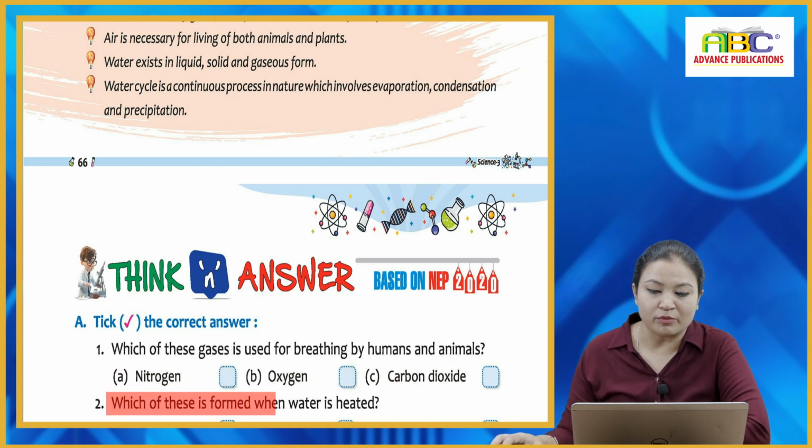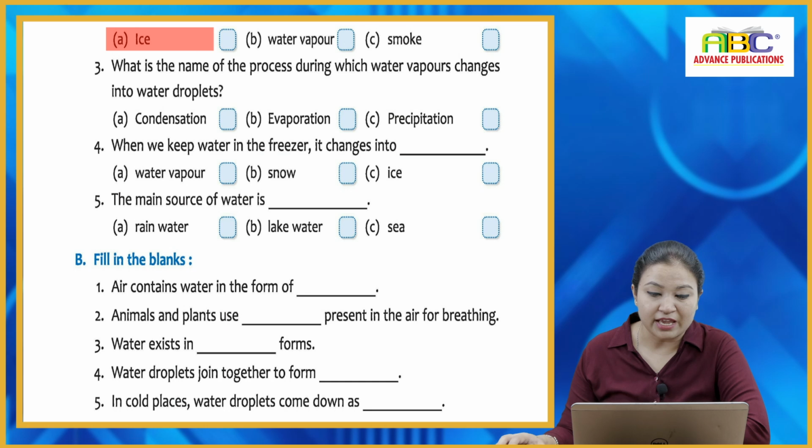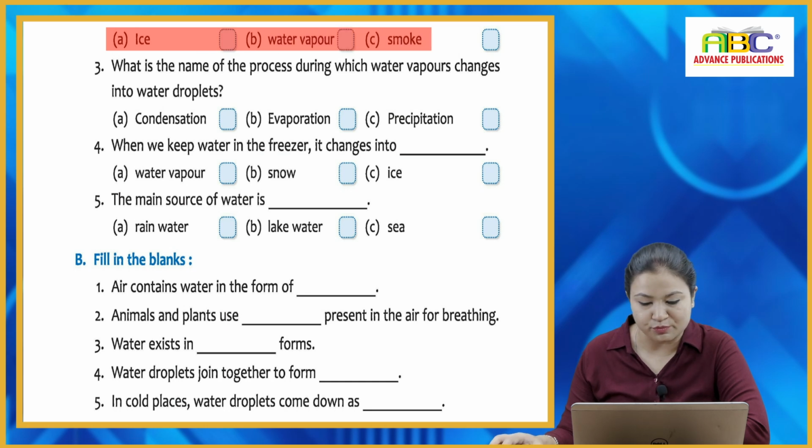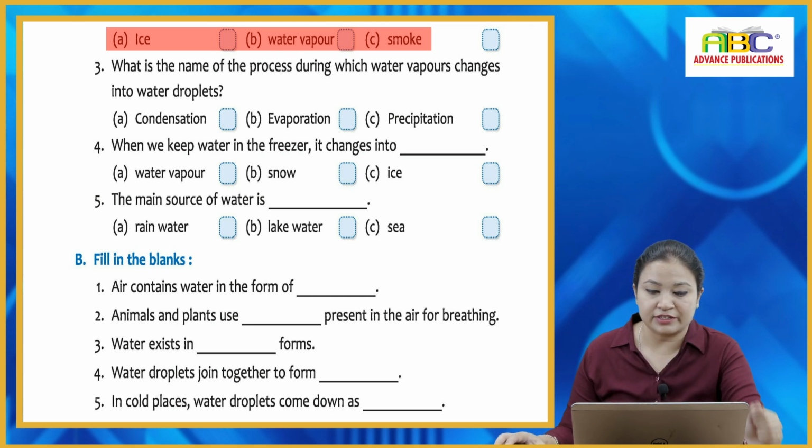Which of these is formed when water is heated? A, ice. B, water vapor. C, smoke. So option B is the correct answer. Water vapors are formed when water is heated.